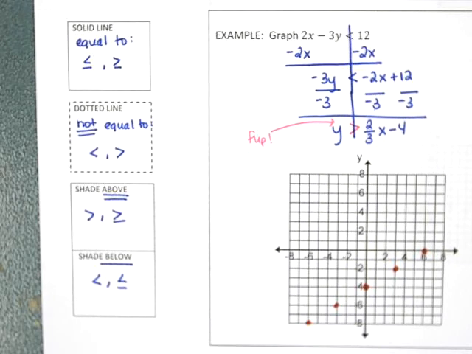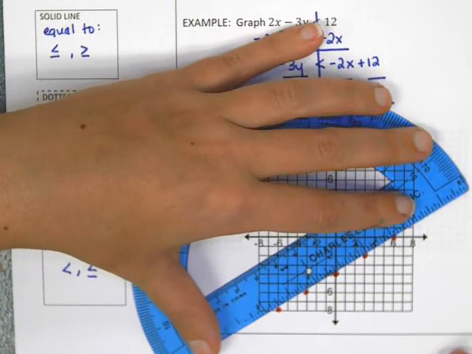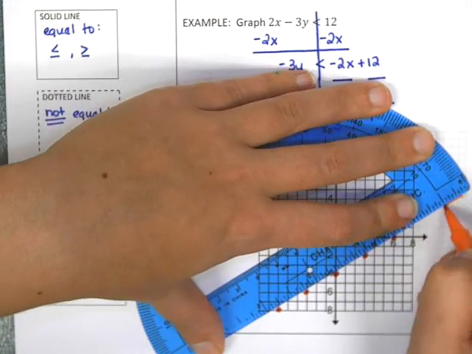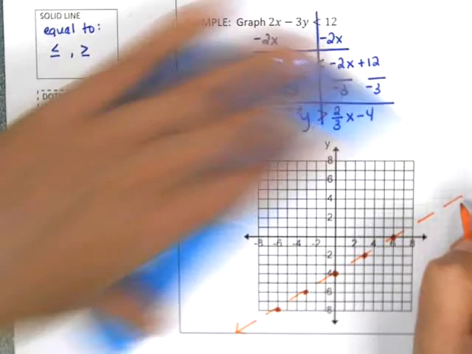Now I need to decide whether to use a solid line or a dotted line. In this problem, there's a greater than, but we're not equal to. So what I'm going to do is line up my straight edge, but I'm just going to make this a dotted line, like there's dashes in it.